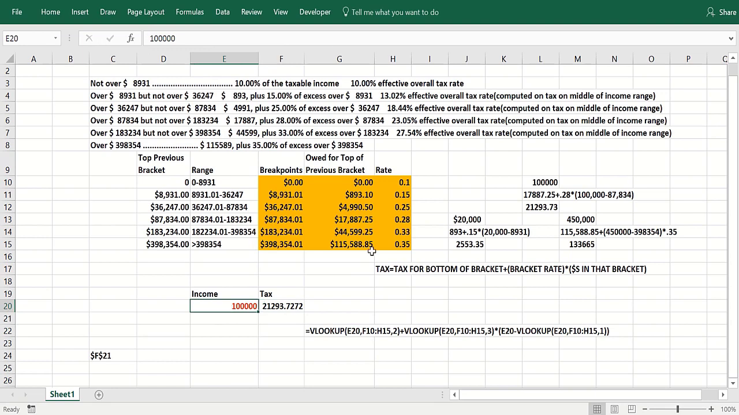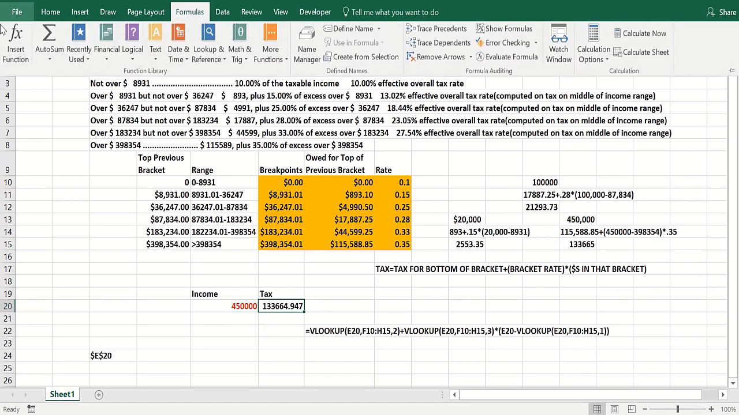So now, if I do formulas evaluate, well, let's type in some examples. For 100,000, I get the right answer. Now if I put in 20,000, I get the right answer. I put in 450,000, I get the right answer. So that's working out perfectly. Now, if you want to see how this works, you go formulas, evaluate formula.